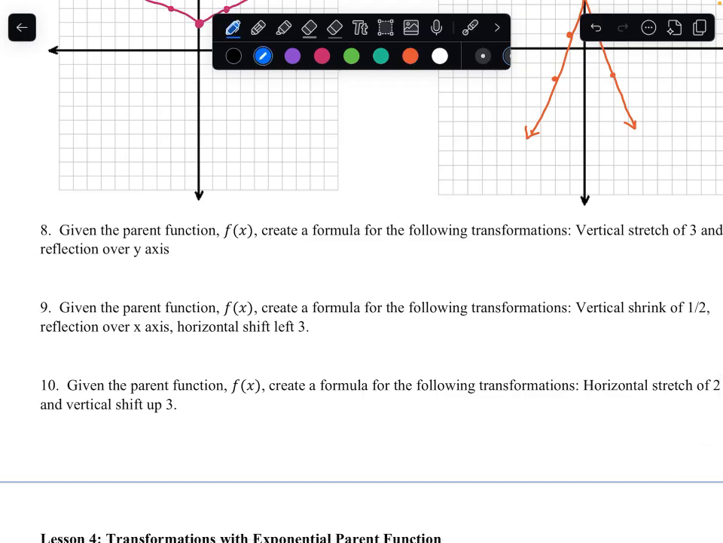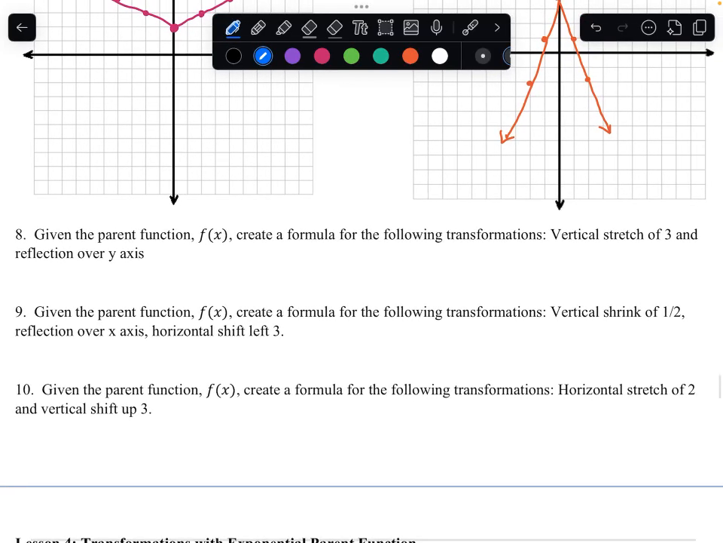Let's finish these problems. So given the parent function, f of x, create a formula. So this is actually review from the previous lesson, because we're not using the absolute value, we're just using f of x. Create a formula for the following transformation: a vertical stretch of 3 and a reflection over the y-axis. So vertical stretch of 3, that's outside because it's vertical. And then a reflection over the y-axis. Well, since it's the y-axis, it's on the inside.